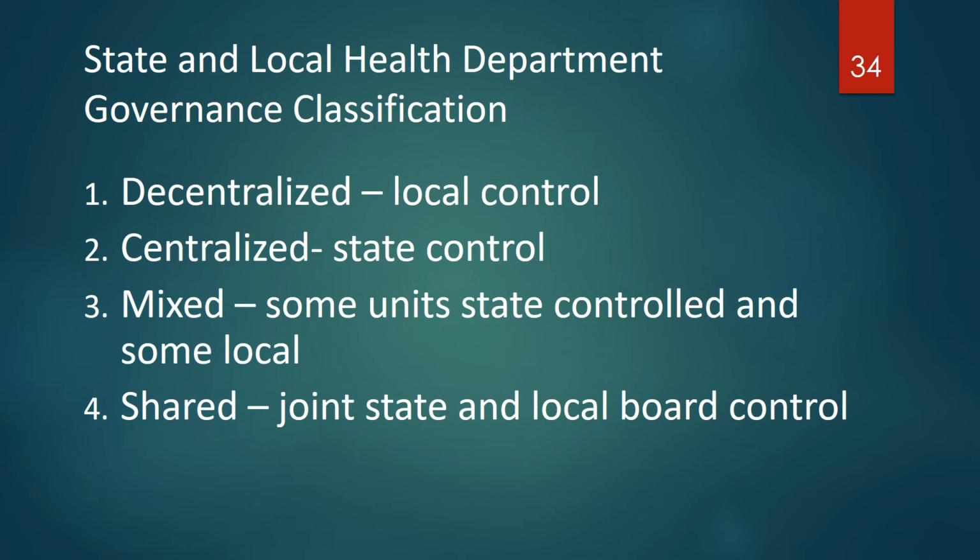A decentralized public health system means that the local public health department is run by local governments. Centralized means that local public health is part of the state health department. Mixed is where there are some local departments run by the state and others by local governments, and shared, where all local health departments are governed by both state and local stakeholders through a joint board. As you might expect, how public health is organized in a state significantly influences public health budgets and how they're funded.